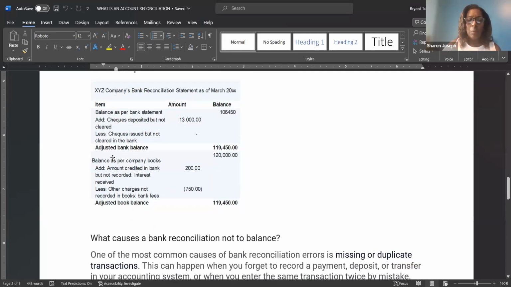From there, now we look at the company side of things. The company has recorded 120,000 in their books for that bank balance. But we know that there are some things that happened in the bank that we didn't record on the books. So for example, interest received, $200. The bank has said that they have given you interest, but you didn't record that entry. So this is an entry that needs to be made on the books.